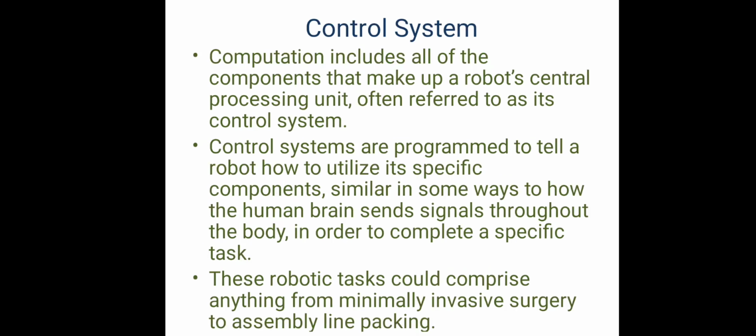Let's discuss the control system. It includes all the components that make up a robot's central processing unit, often referred to as the control system. These are programmed to tell a robot how to utilize its specific components. These robotic tasks could comprise anything from minimally invasive surgery to assembly line packing.